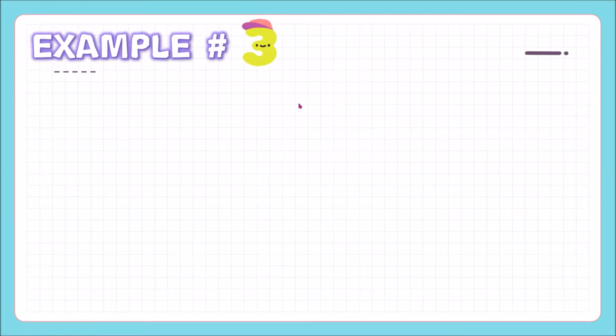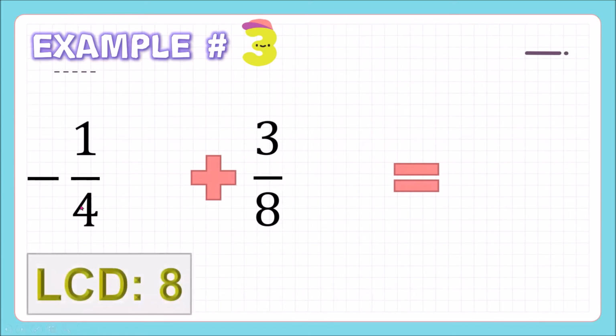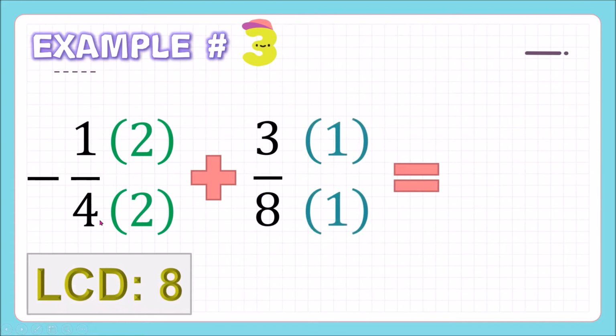So example number 3. We have negative 1/4 plus 3 over 8. Our LCD here is 8. So 8 divided by 4, we have 2, so we multiply both numerator and denominator by 2. Next, 8 divided by 8, we have 1, so we multiply it by 1. Take note, 4 times 2 is 8, 8 times 1 is 8. So they are now similar fractions. Simplify the numerator. Negative 1 times 2, we have negative 2, and then 3 times 1, we have 3.